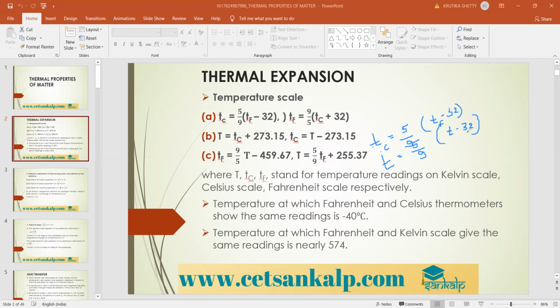Means the temperature in Fahrenheit and Celsius will both show the same reading at minus 40 degrees Celsius. Then the next point: the temperature at which the Fahrenheit and Kelvin scales give the same reading is nearly 574. So students, which formula do we use here? That is the formula relating the Fahrenheit and Kelvin scales.